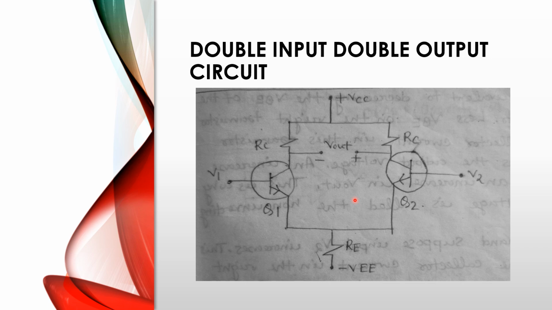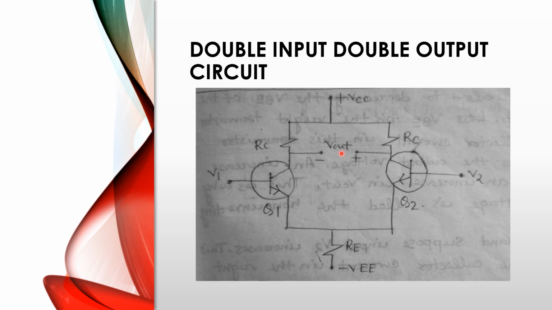Now what do we get if we apply the same voltage at the base of transistor Q1 and the base of transistor Q2, that means V1 equals V2? What is the output if we apply equal voltage? If we apply equal voltage, then the output voltage must be 0.